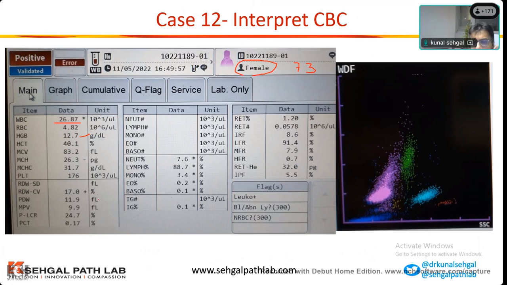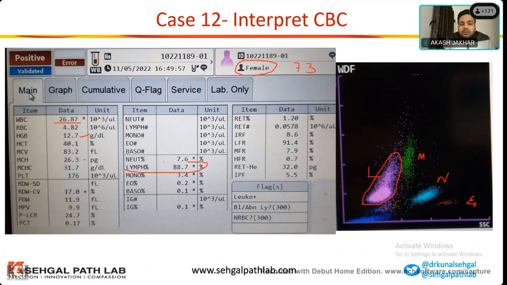Now, based on the differential or the histogram, can you tell me anything? There are some abnormalities. In this histogram, these are eosinophils. This is the position of neutrophils. This is the position of monocytes. And this is the position of lymphocytes. Which cell do you think is more? Which color cell is more? Lymphocytes, sir.